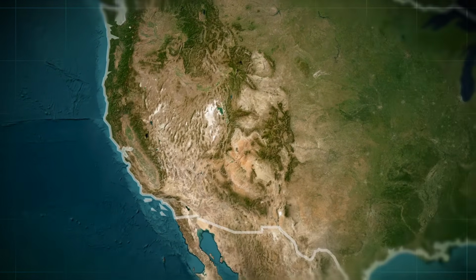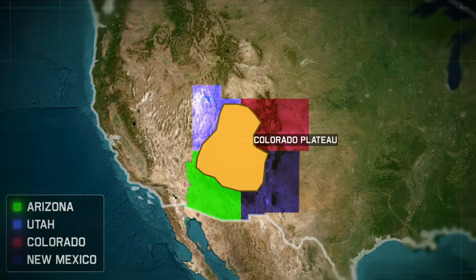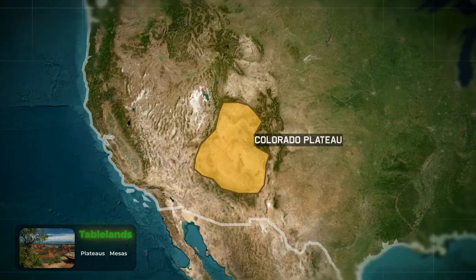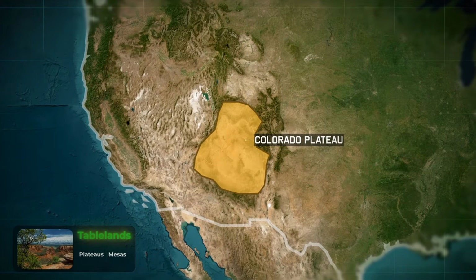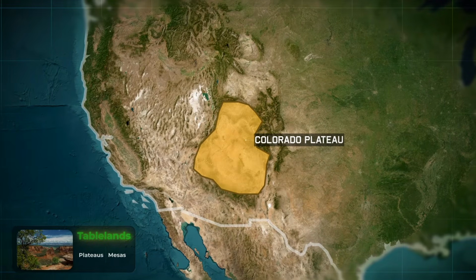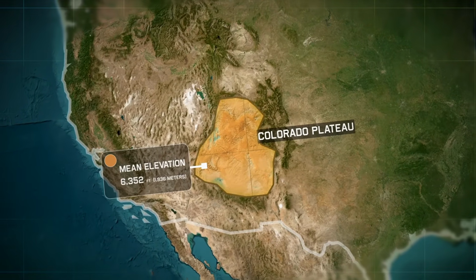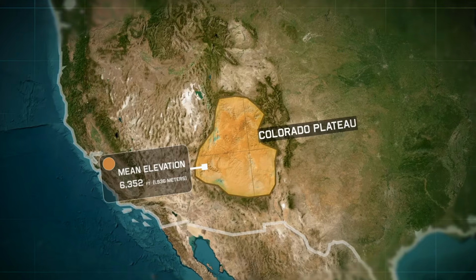Another significant physical feature is the Colorado Plateau. It extends across the southwestern United States and includes much of Arizona, Utah, Colorado, and New Mexico. It comprises a series of tablelands, including plateaus and mesas, located within an immense basin surrounded by highlands. The mean elevation on the plateau is 6,352 feet, which is 1,936 meters.